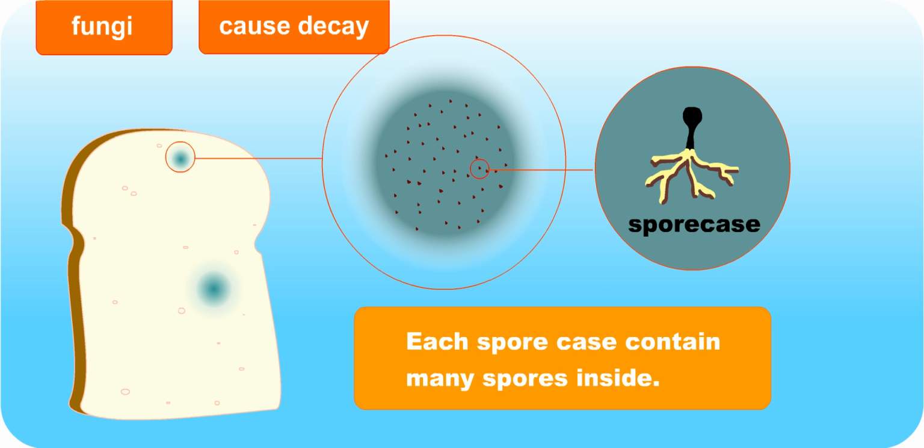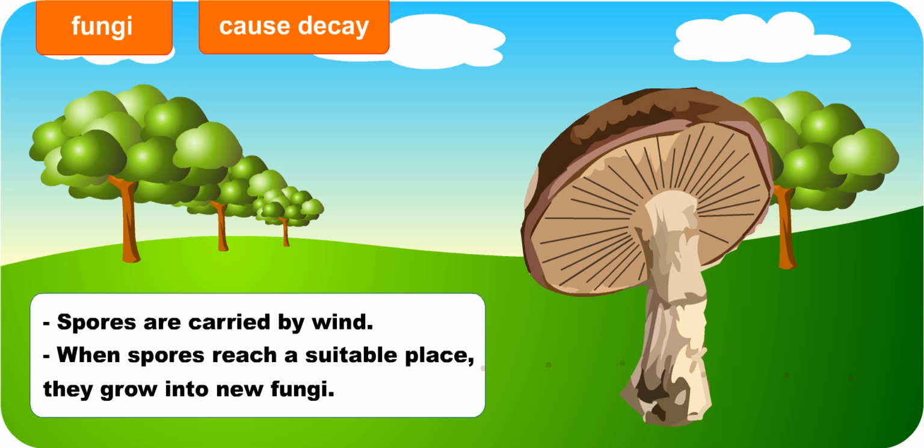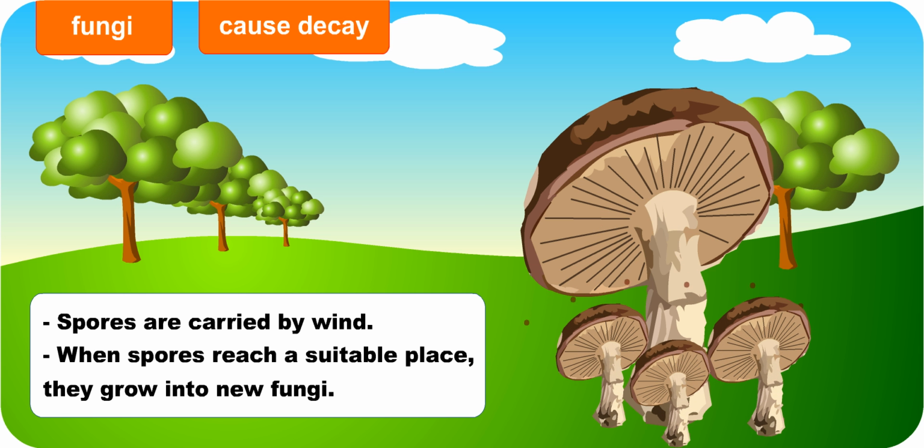How then do the spores get out? When a fungus releases its spores, the wind will carry them in the air. Some of these spores will land on a suitable place. They will grow into new fungi. Oh, so the spores are just like seeds. They do have similar functions.